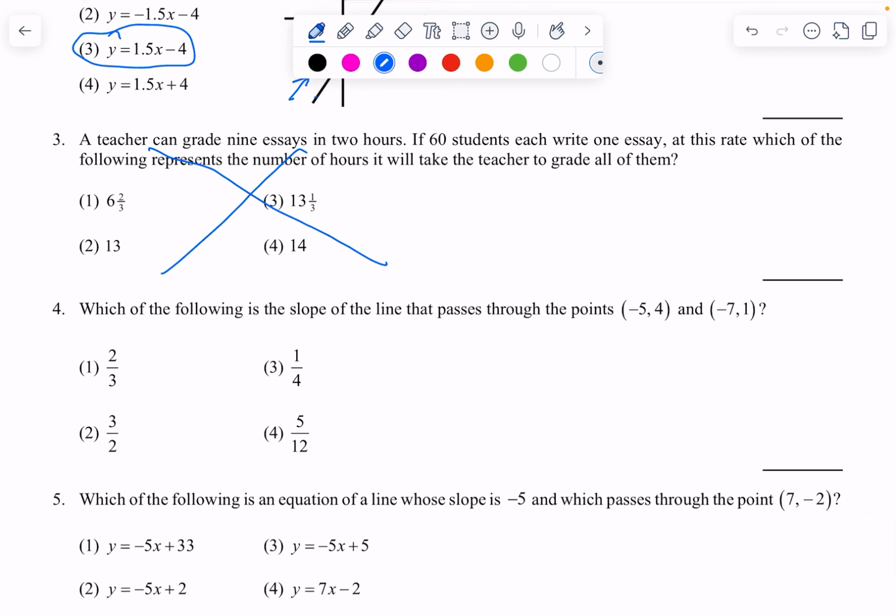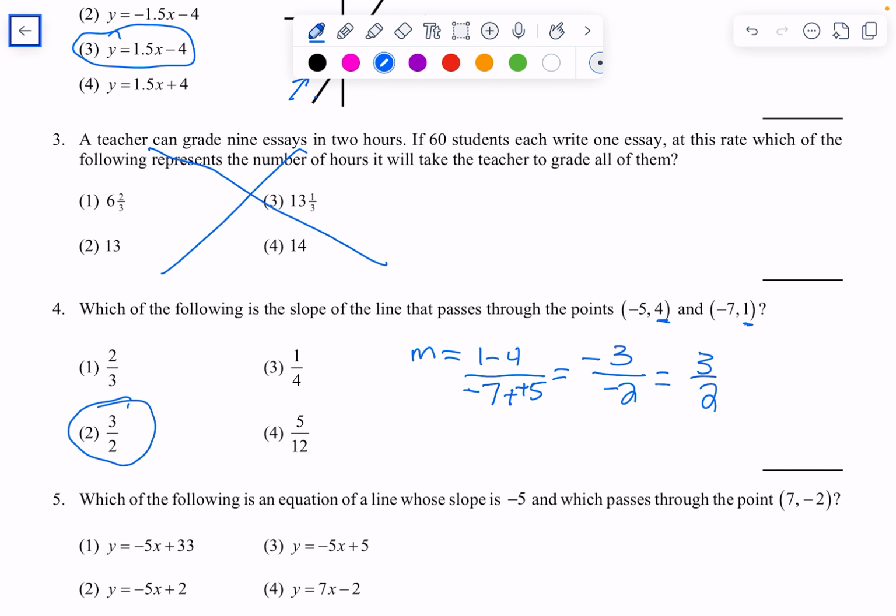Again, the slope is the change in y over the change in x. So I'm going to put 1 minus 4, right? That's this one and this one. Over, and I have to be consistent. I have to put the negative 7 first minus negative 5. So this becomes negative 3. And then when you have two minuses together, you can make this a plus, a positive, over negative 2. And a negative divided by a negative is a positive 3/2. So this one is 2. This one up here was 3. This one's 2.